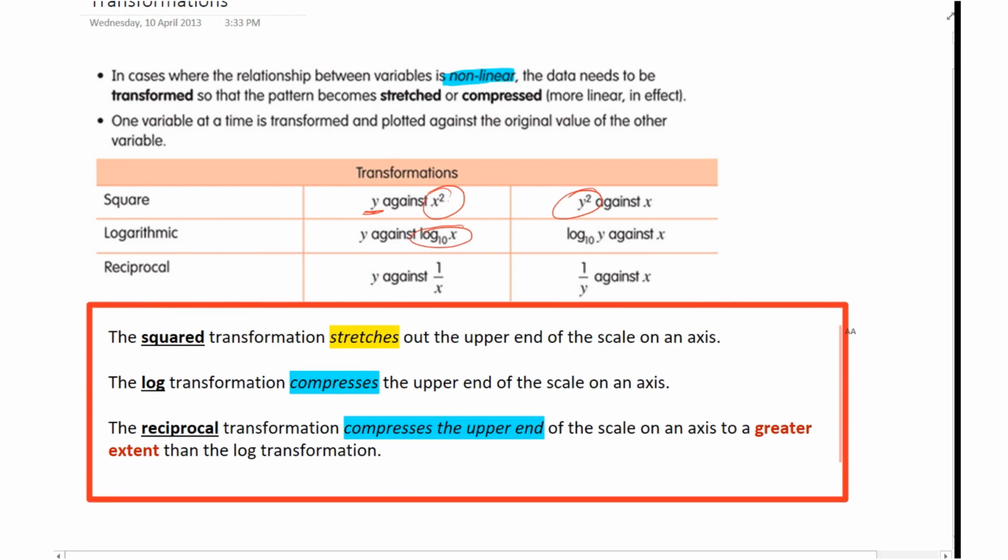All right. The square transformation stretches out the upper end of the scale on the axis. I want you to keep this in mind, and we'll go through some pictures in a moment of what that means. The log transformation compresses the upper end of the scale of an axis. The reciprocal does something similar, but to a greater extent than the log transformation. Sometimes you're going to need that extra bit of kick, so to speak.